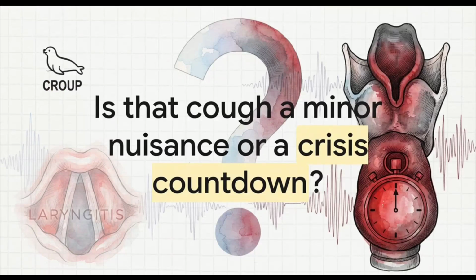The anatomy of the human airway is a true marvel of engineering, but as we've seen, it's incredibly vulnerable to just a few millimeters of inflammation. We've gone from the mild hoarseness of laryngitis all the way to the barking alarm of croup, and finally to the silent, deadly trap of epiglottitis. So I'll leave you with this final thought to ponder. Next time you hear a cough or a high-pitched whistling breath, will you know if it's just a minor nuisance or a countdown to a crisis?